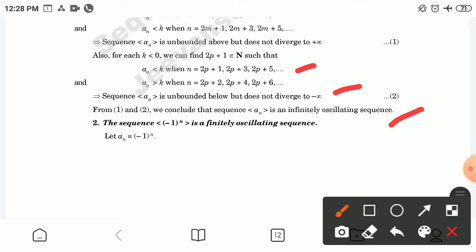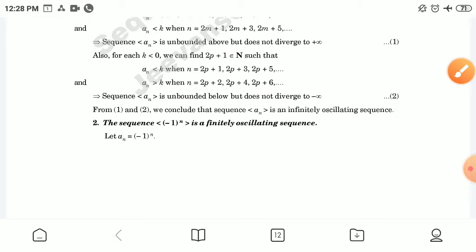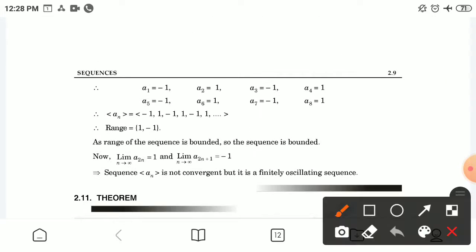Second one, the sequence minus 1 raised to power n is a finitely oscillating sequence, as its terms are: first term is minus 1, second 1, third is minus 1, fourth is 1, fifth is minus 1, sixth is 1, seventh is minus 1, eighth is 1. But range is 1 and minus 1. As range of the sequence is bounded, so the sequence is bounded. But limiting value of a2n when n tends to infinity is 1, a2n plus 1 limiting value is minus 1. Sequence an is not convergent, but it is a finitely oscillating sequence.